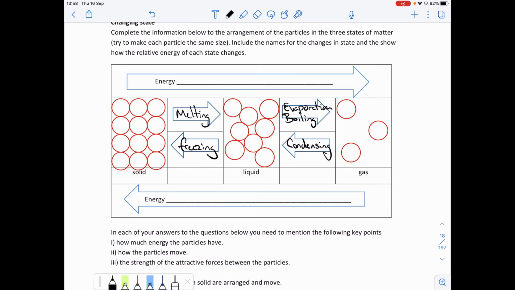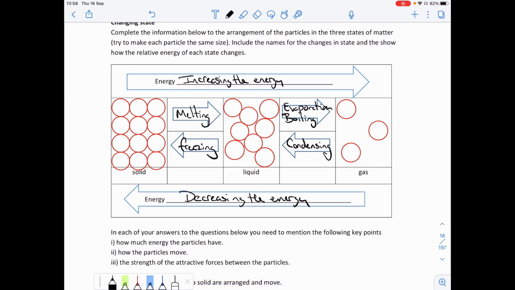Other things to remember here is that as we go this way, so as we go from a solid to a liquid to a gas and through these changes in state, what we're doing to energy is we are increasing the energy that these particles have in order for that change to happen. And if we go from a gas to a liquid to a solid, we are decreasing the energy involved.